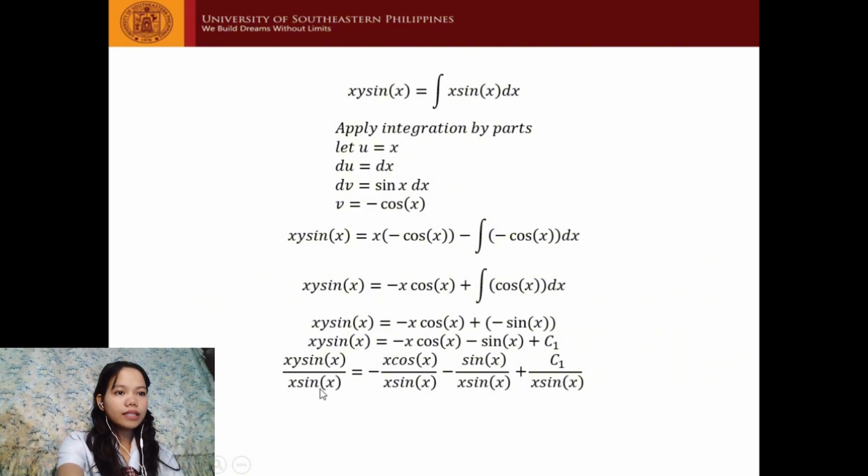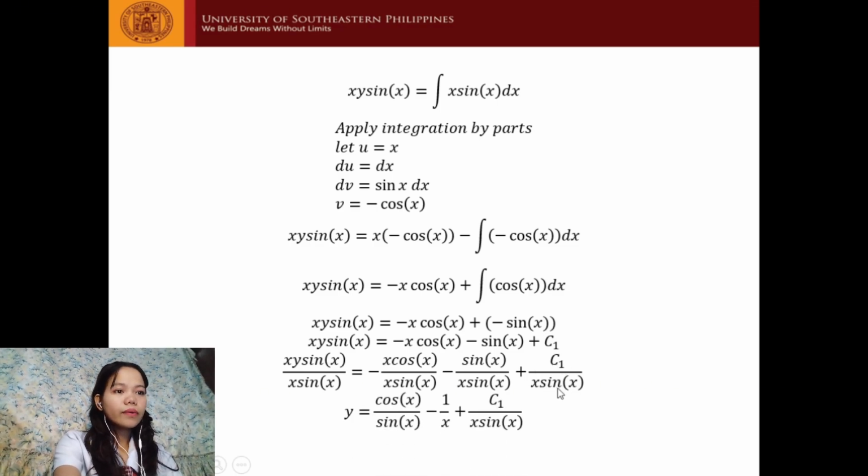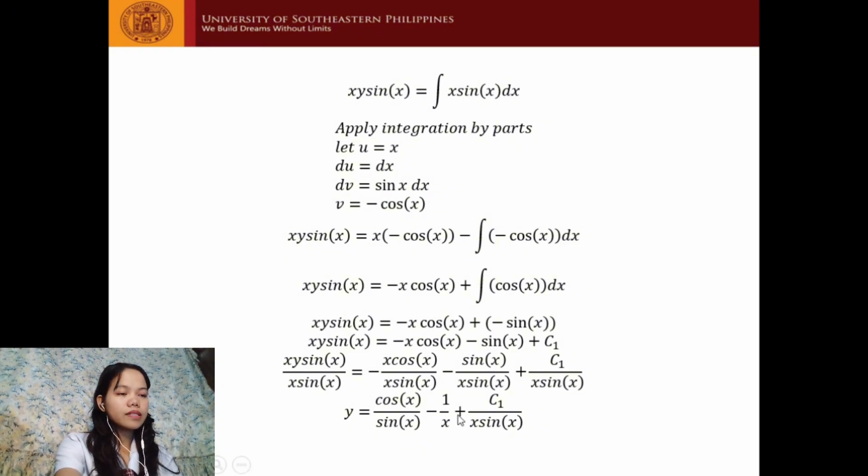X multiplied to sine x. What we have right now is negative x cosine of x all over x sine x, minus the sine of x all over x sine of x, plus the constant all over x sine of x. So what we have right now as y is cosine of x over sine of x, minus 1 over x, plus the constant all over x sine x.